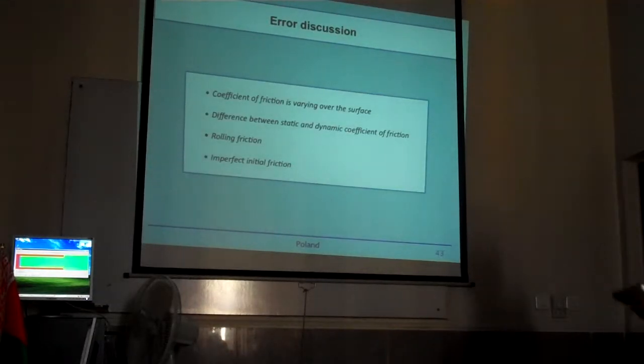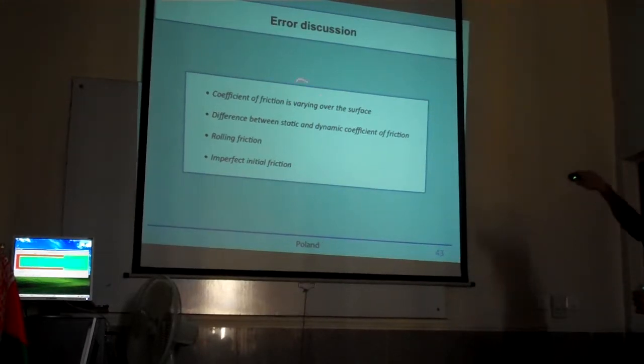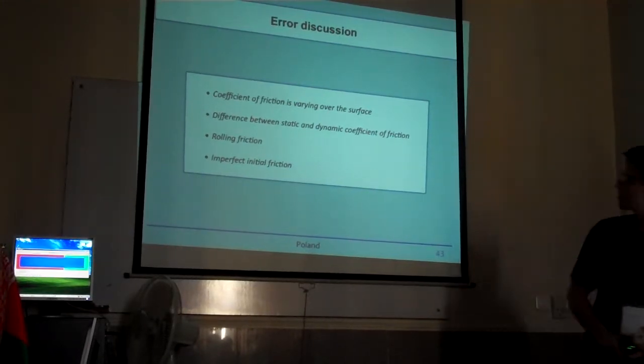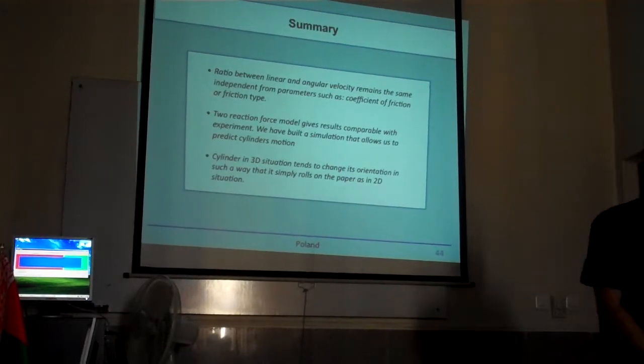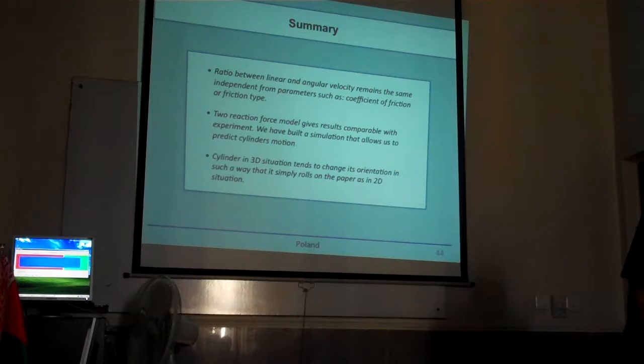So, the main reasons for error are that the coefficient of friction varies over the surface. There's a difference between static and dynamic coefficient of friction. Okay, so I only summarize quickly. The ratio between linear and angular velocity remains the same, independent from parameters such as coefficient of friction or friction type.